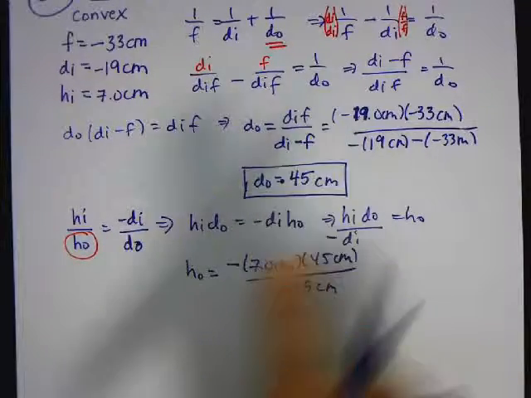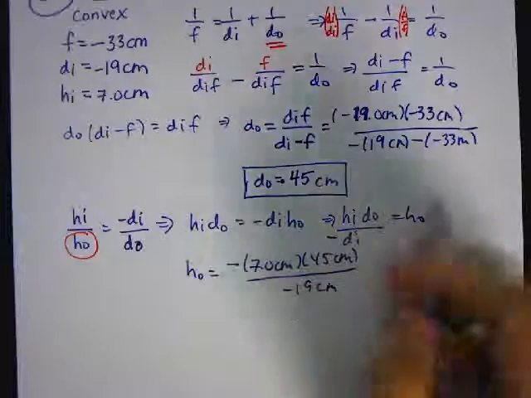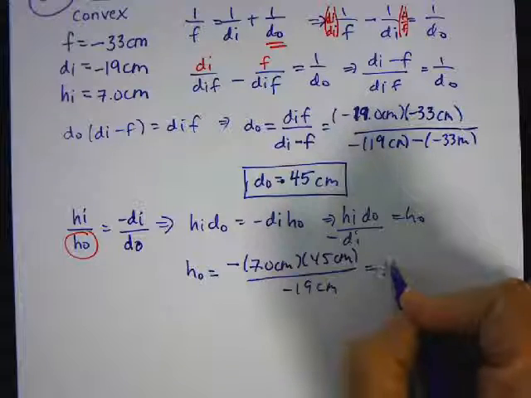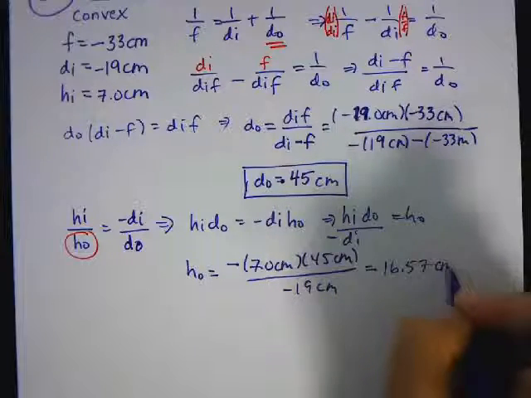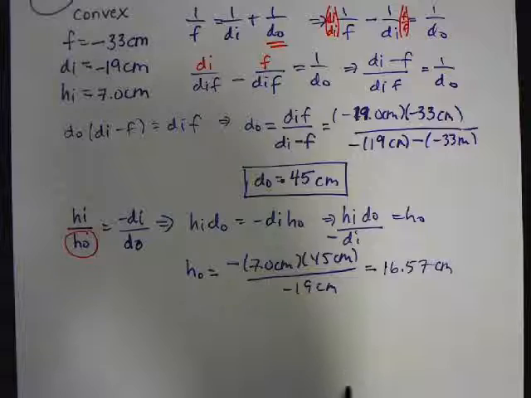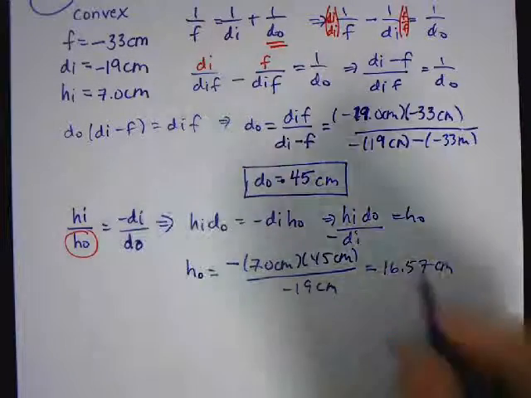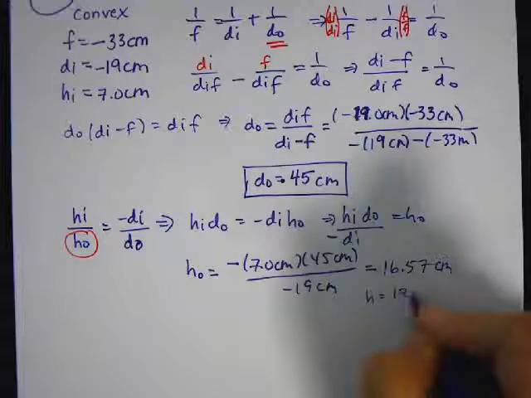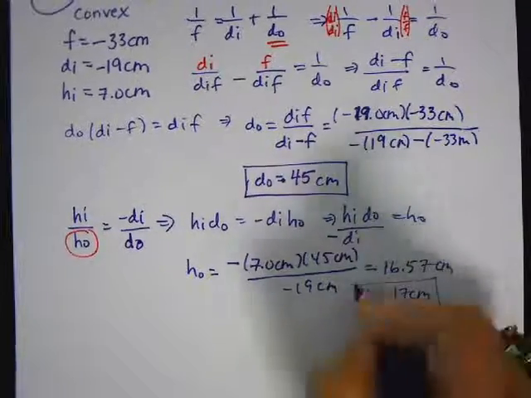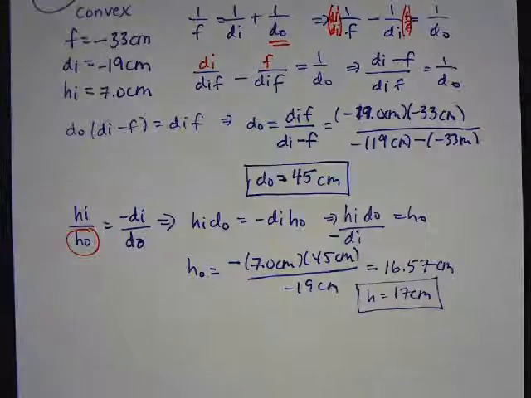The negative in the numerator cancels with the negative in the denominator, so it comes out to be 16.57. Maybe on your answer sheet it says the answer is 17. Yeah, so with significant figures, this is going to be 17. When you take shortcuts and plug numbers into your equation, you're going to mess up the signs. I'm telling you that right now.